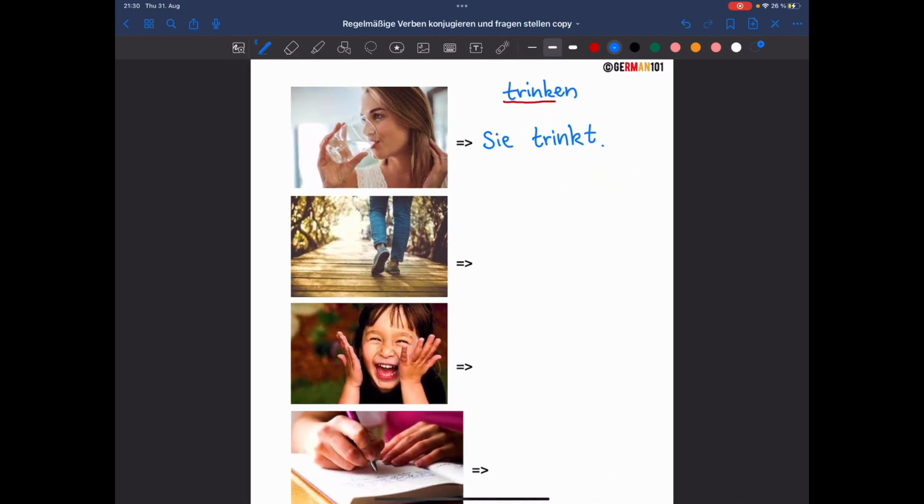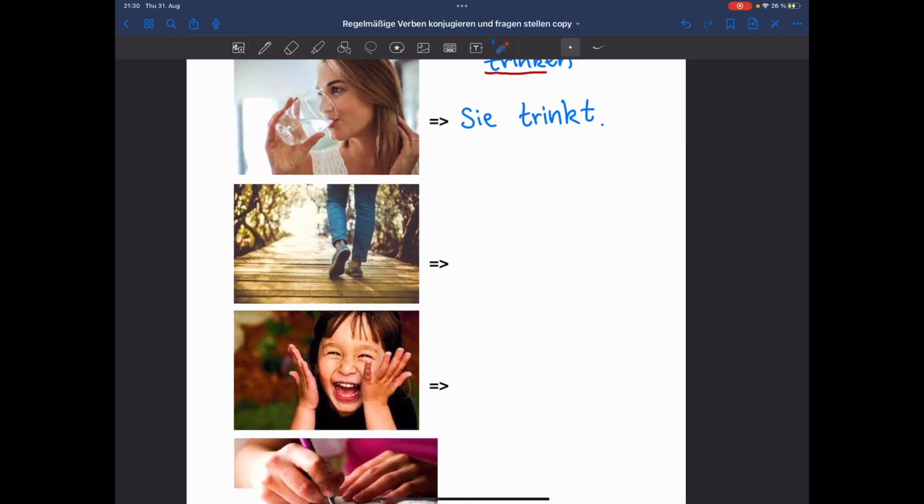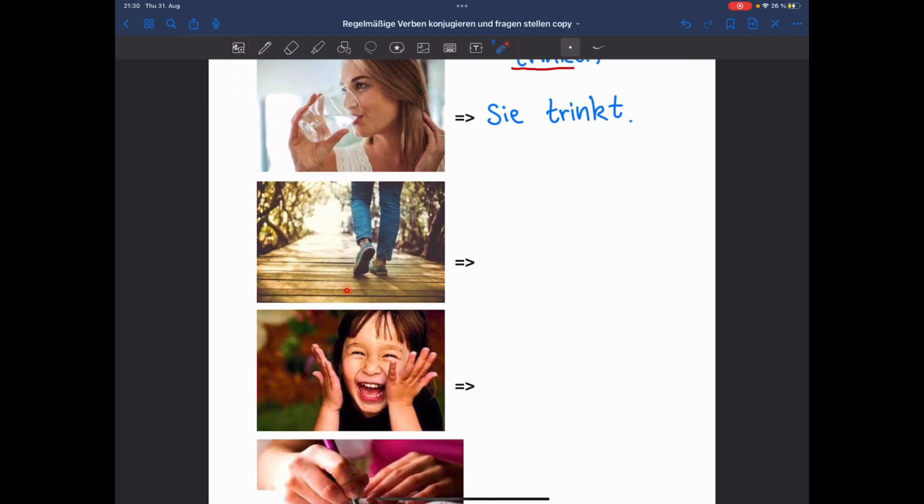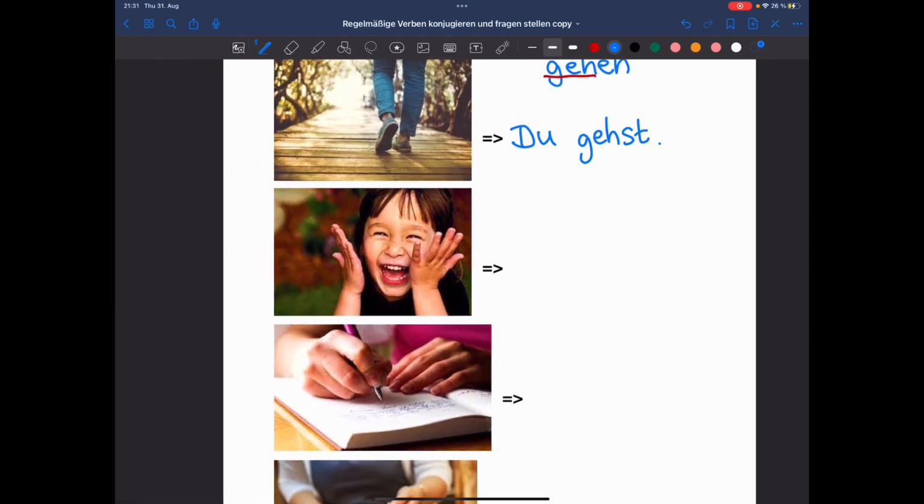Okay, next one, which is this one, this picture right here. What is this person doing? To walk or to go. So to go in German is gehen. Gehen. The verb stem is geh. And maybe let's use du here. So you. How can you say you go? Du gehst. Perfect.